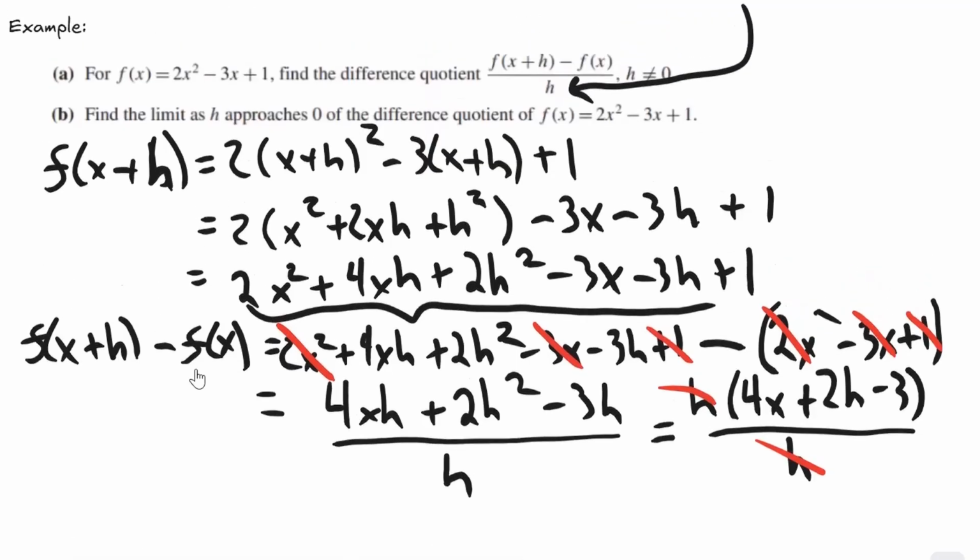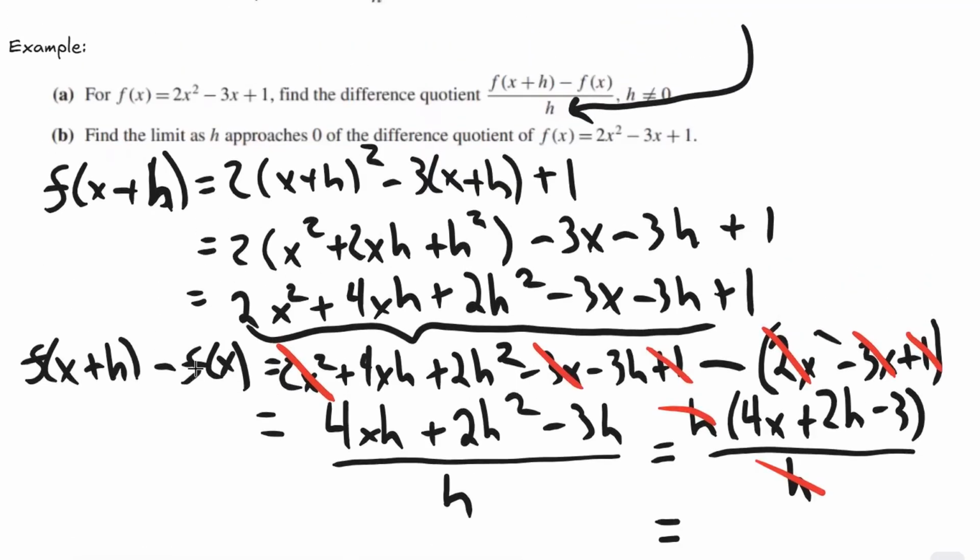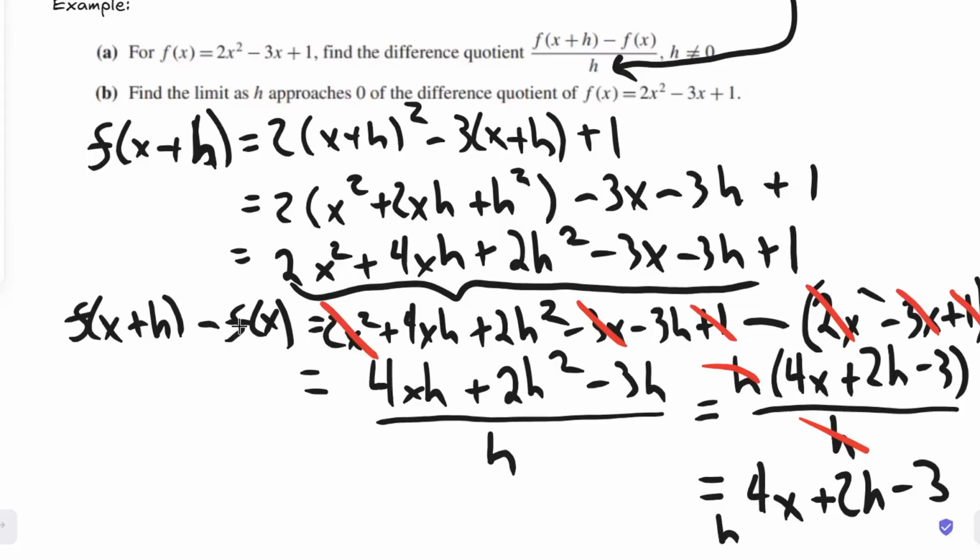So we have 4x + 2h - 3, provided that h is not equal to 0. So that is part A.